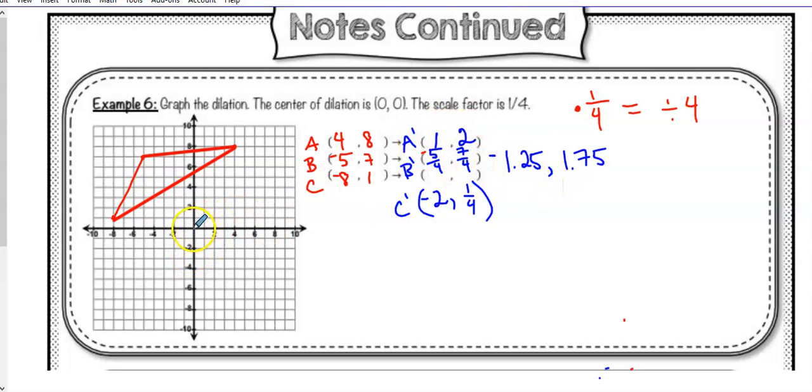1, 2 is our first point. That's our A prime. B prime is going to be -1.25, which is somewhere about right there. And then 1.75, which is almost to the 2 line. And then the last one is -2 1/4. This is much, much smaller than the original. But there we go. All right, so this was a scale factor of 1/4, which means that the red triangle was reduced to 1/4 of its size.